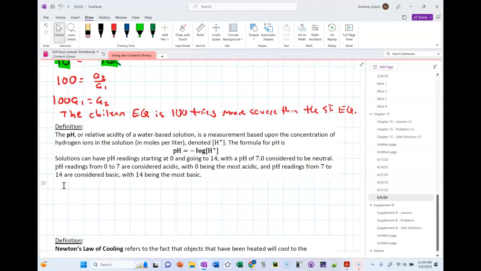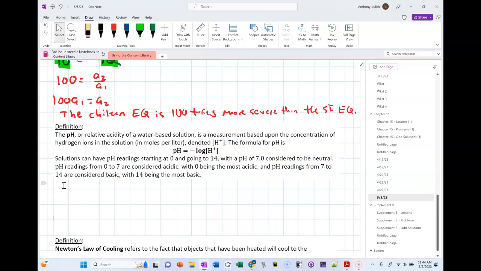Okay. The next situation is a chemistry situation. You guys talked about acids and bases in chemistry, if you've taken it. We use the pH scale to measure the acidity or basicity of a chemical. The pH scale runs from like 0 to 14, where the small numbers are considered acidic. So like 0 through 7.